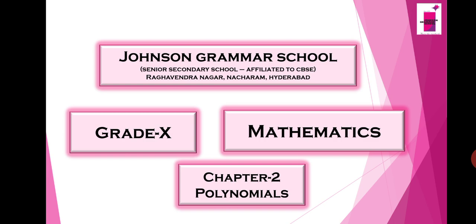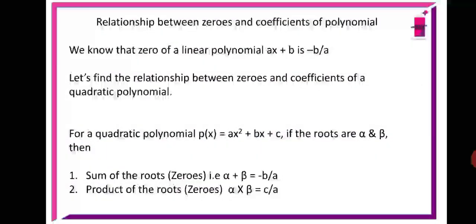In the previous session, we discussed the graphical representation of polynomials based on degree, how it looks. Now, in this session, we are going to discuss the relationship between the coefficients of a polynomial and the zeros of the polynomial. So, the relation between zeros and coefficients of a polynomial. We know that the zero of a linear polynomial ax plus b is minus b by a. Let's find the relationship between zeros and coefficients of a quadratic polynomial.